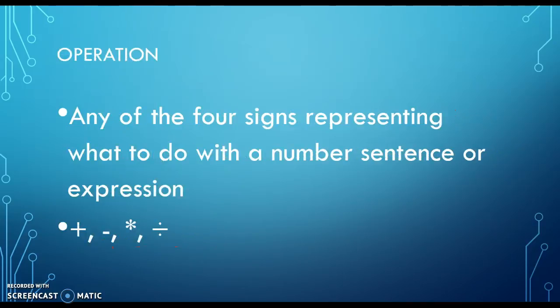Operation. Operation is just any of the four signs representing what you do with a number, sentence, or expression. So there are four operations that we're familiar with. We have addition, we have subtraction, we have multiplication, and we have division.